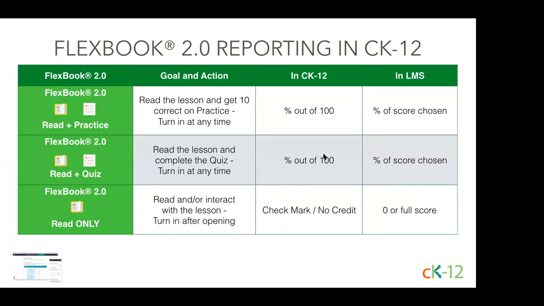So for a Flexbook 2.0 lesson, if it's our standard lesson with attached practice, you're really assigning the practice, but they have to access the read as well. So they actually get a little bit of learning done first. And the report that you get is based on that practice. So percent is out of 100 in CK12. The goal is 10 correct. And then if in your learning management system you gave that assignment maybe 20 points, then 50% would translate to 10 of those 20 points.